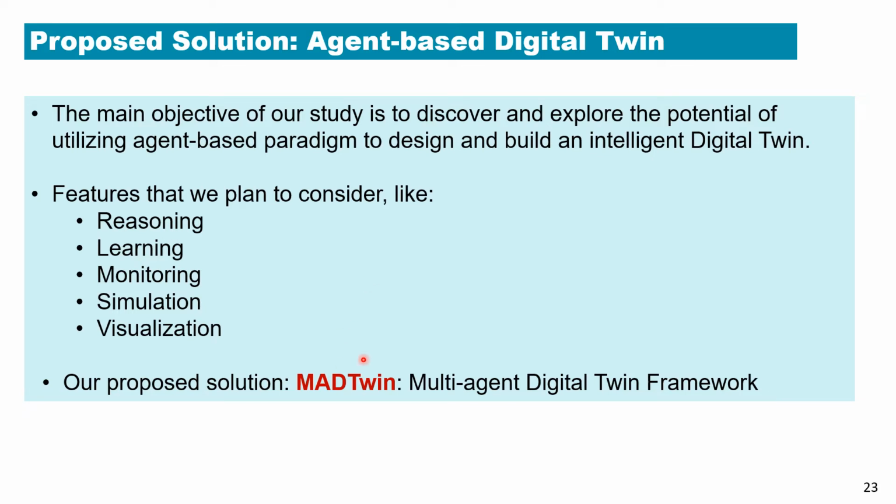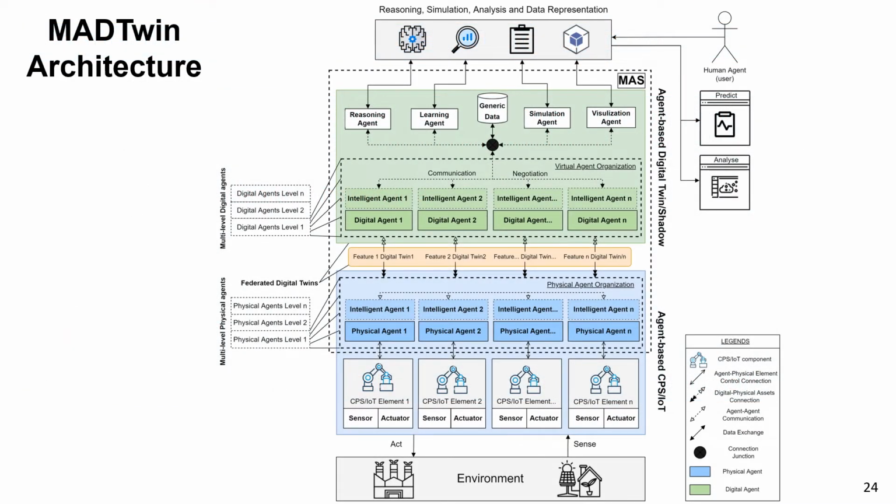So our proposed solution is what we call MADTwin, which is a multi-agent digital twin framework for developing and building digital twins. In this slide, the MADTwin architecture is given. As you can see in this figure, we have two layers.